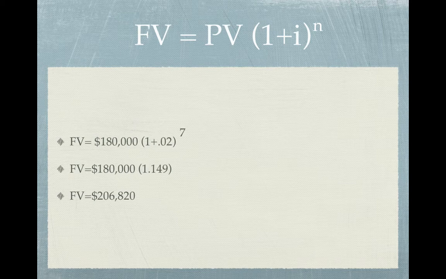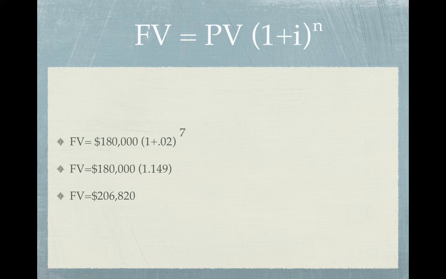The answer is $206,820. His house would increase in value by $26,820 over 7 years. How does this compare with your answer? Here's how I worked the problem.